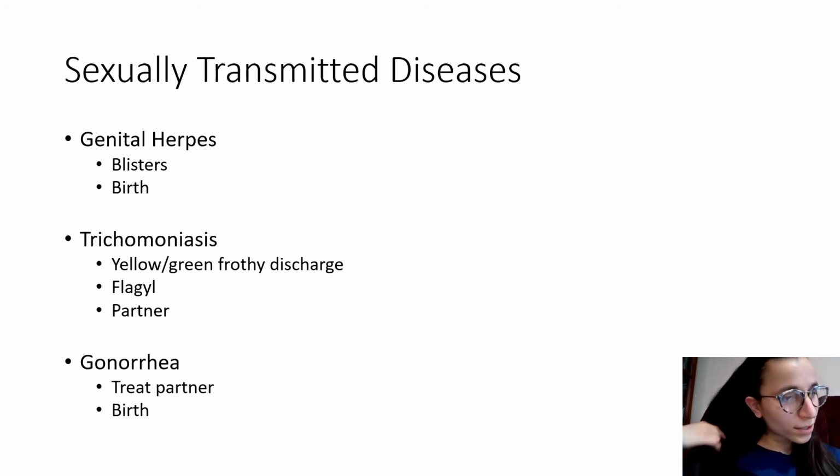Okay, so now we go on to STDs. The first type of STD we're going to talk about is genital herpes. This is caused by the herpes simplex virus usually. And the symptoms, a lot of times they're asymptomatic, so they'll have no symptoms, or they'll have the blisters. The blisters could be in the mouth or the genital area. That's going to be like a key feature of genital herpes.